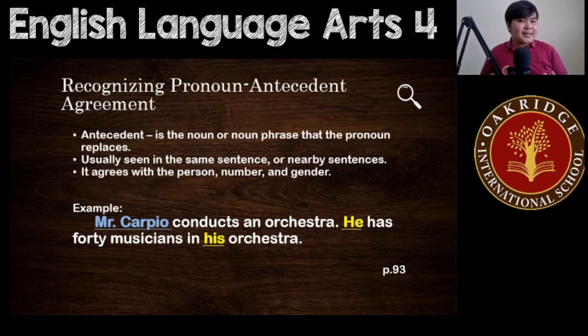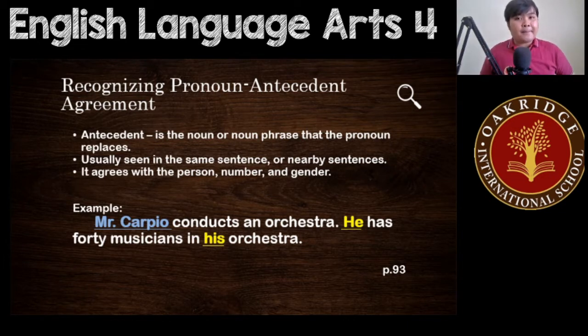Now, the antecedent usually is seen in the same sentence or in nearby sentences. And the pronoun always agrees with the antecedent, depending on whether it is a person or a thing, or the number or the gender of the antecedent.